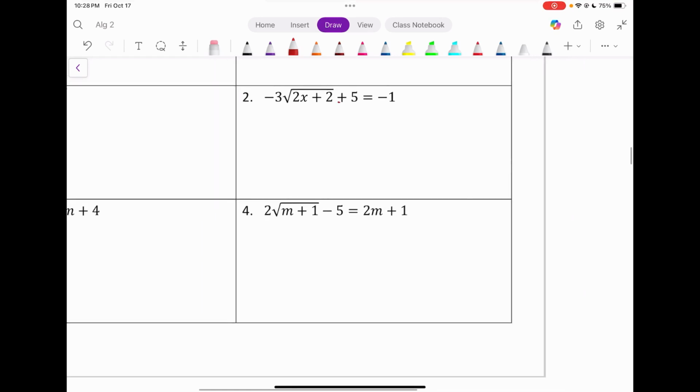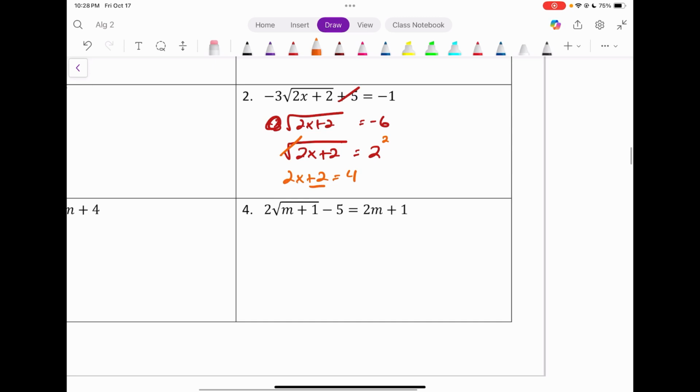Same thing. We're going to move our 5 over by subtracting. Gives me negative 3 root 2x plus 2 equals negative 6. Move my negative 3 over by dividing, since it's being multiplied. You get the square root is equal to 2. Again, the opposite of square roots are squares. So it'd be 2x plus 2 is equal to 4. And then the last two steps, we're going to subtract 2 to move it over. We're going to divide by 2 to move it over. We're going to get x has a value of 1.